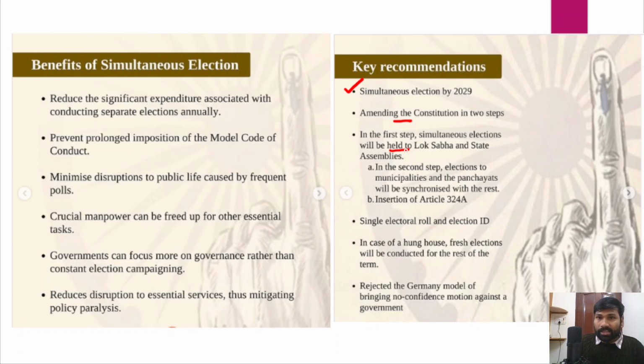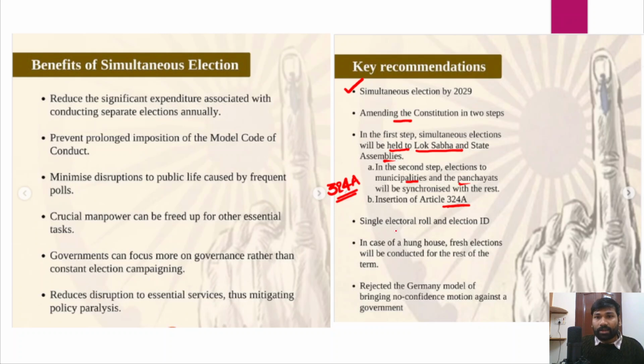So in the first step, simultaneous elections would be held for Lok Sabha as well as state legislative assemblies. And in the second step, along with Lok Sabha and state legislative assemblies, elections to municipalities and panchayats will also be synchronized with the Lok Sabha and state legislative assembly elections. For that purpose, it is expected that a new article would be inserted into the Indian Constitution, that would be Article 324A.